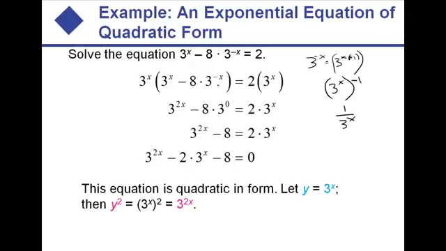And we don't want to deal with that, so we multiply through both sides of the equation by 3 to the x to cancel this out. So 3 to the x and 3 to the negative x are going to become 3 to the 0, which is just 1.